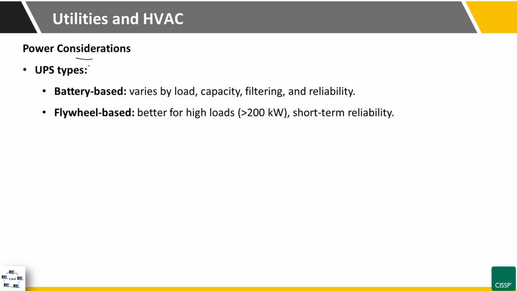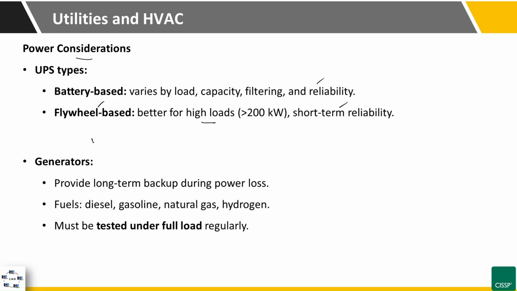So some power considerations. UPS types may be battery based, which varies by load, capacity, filtering, and reliability, and they may be flywheel based, which is better for high loads greater than 200 kilowatts and short term reliability. The generators provide long term backup during power loss. So remember, UPS is for short term power provision during generator switchover, while the generators are for long-term power outages, and they run on diesel, gasoline, natural gas, or hydrogen and must be tested under full load regularly.